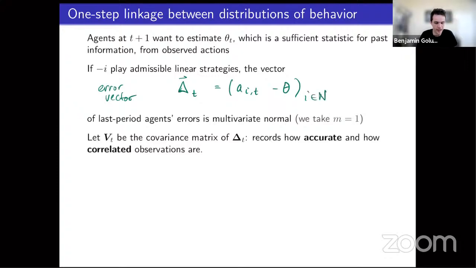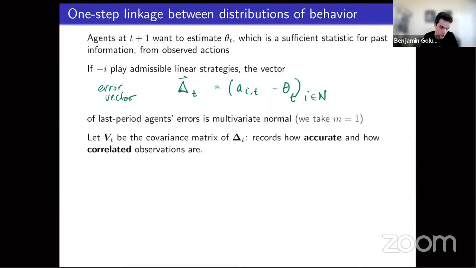It's just asking, at time t, how far off is everybody from the thing they're trying to guess, which is theta t. That's a random vector because their actions are random, but I can ask, right before that period, what's the distribution of this random vector? It's a distribution I would want to think about because it's extremely important for what I would like to do, which is learn from them.